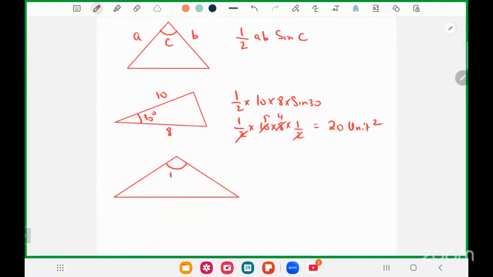Let's say this is 150 degrees. Let's say this is 15. Let's say this is 16. Half into 15 into 16 into sine 150. And this turns out to be 60 units. I hope this is clear. I hope this makes sense.